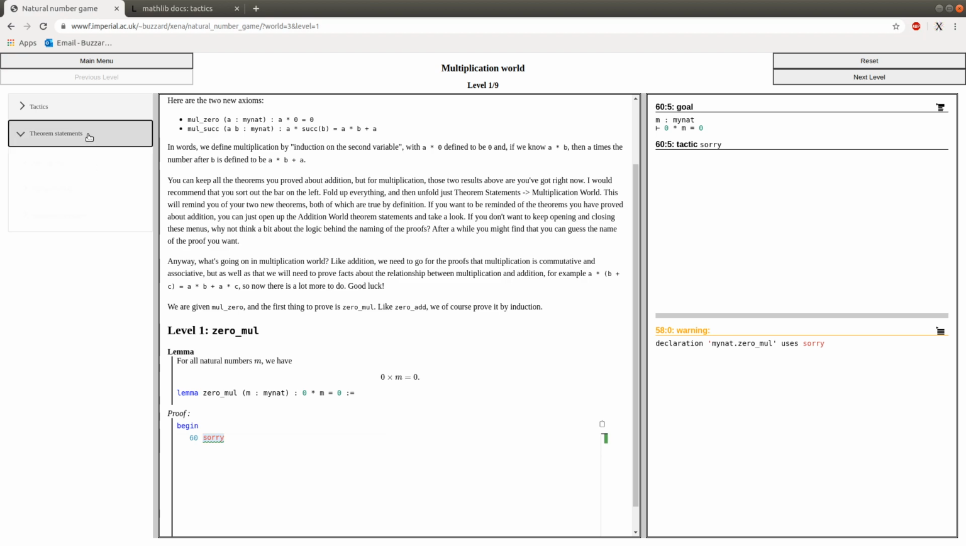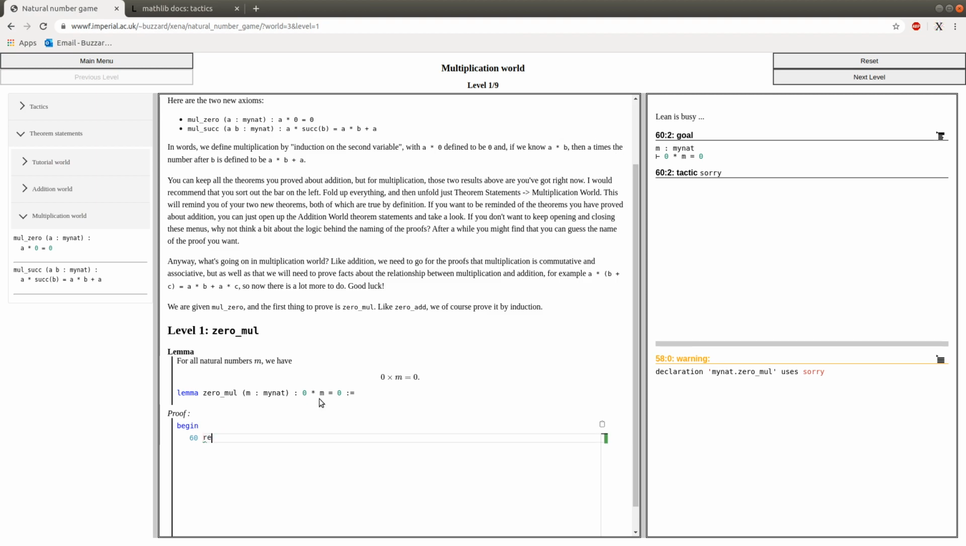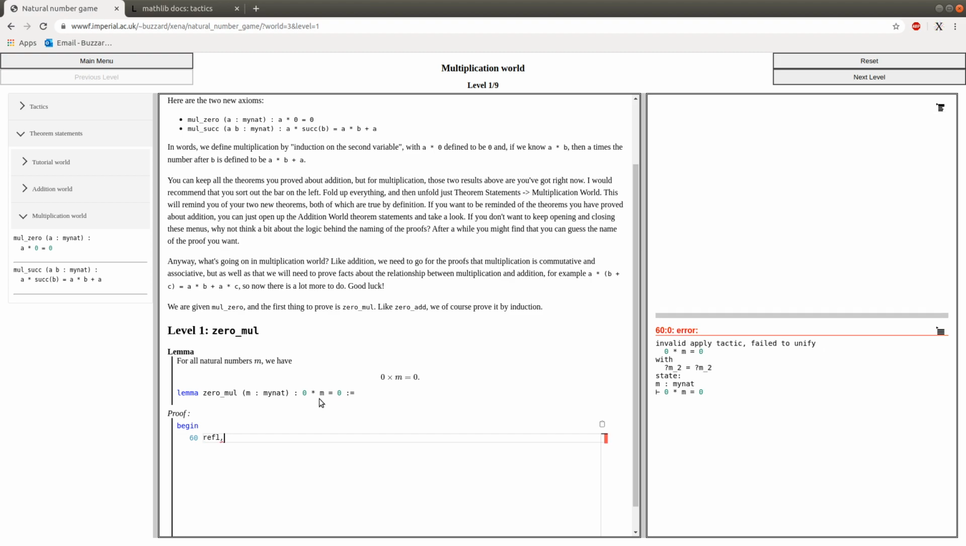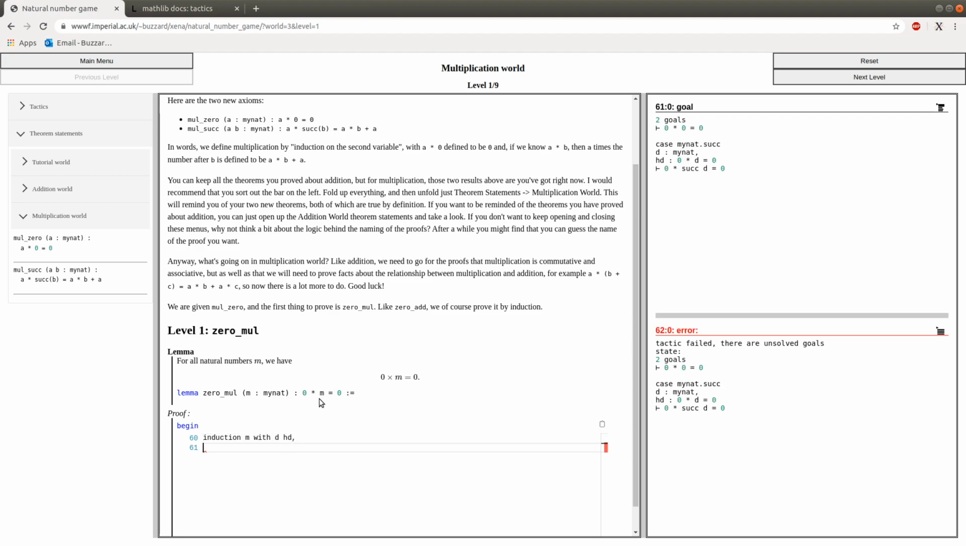So what's the story in multiplication world? We know that mul_zero is true by definition, but the zero_mul probably isn't. Let's try that. rfl. So that's not true by definition. So I guess we're going to have to do induction. Induction m. Induction n. Yeah, induction n with hd. And now the first goal is true by rfl.